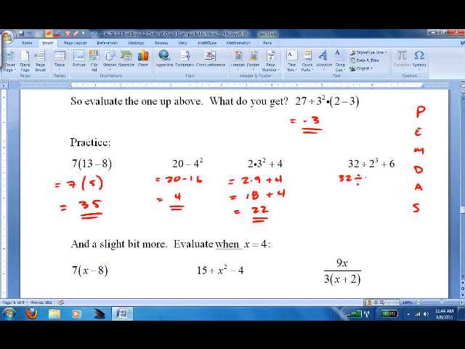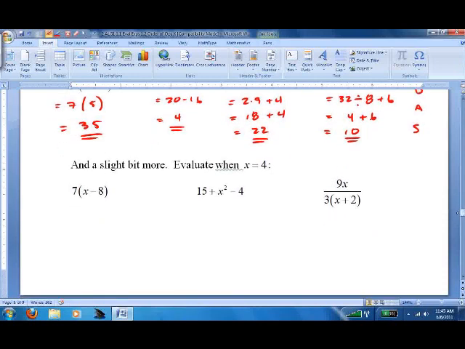Here we do the power first, the exponent first. 32 divided by 8 plus 6. Then we do the division first. 32 divided by 8 is 4. And then we just add them. And that's it.